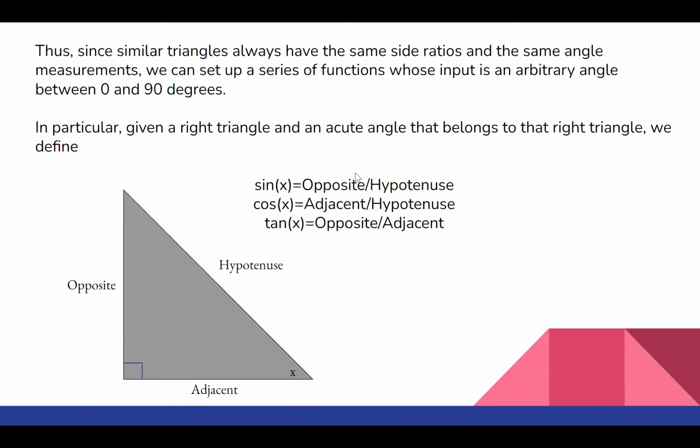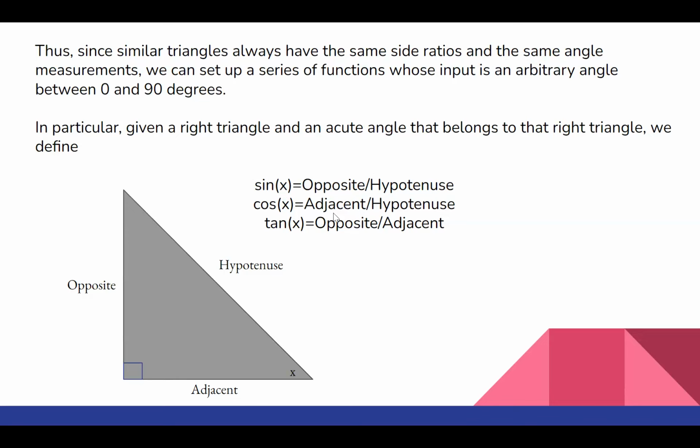Right, so since similar triangles always have the same side ratios and the same angle measurements, we can set up a series of functions whose input is an arbitrary angle between 0 and 90 degrees. In particular, given a right triangle and an acute angle that belongs to that right triangle, we define these three functions here. Sine of angle X will be equal to the opposite side of that angle divided by the hypotenuse of the triangle.